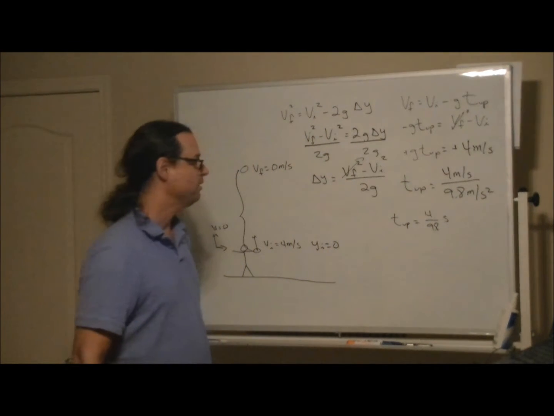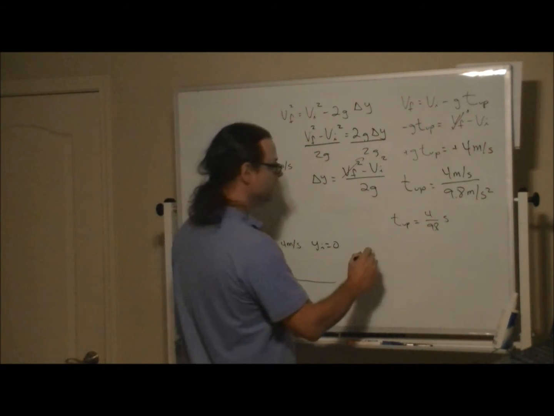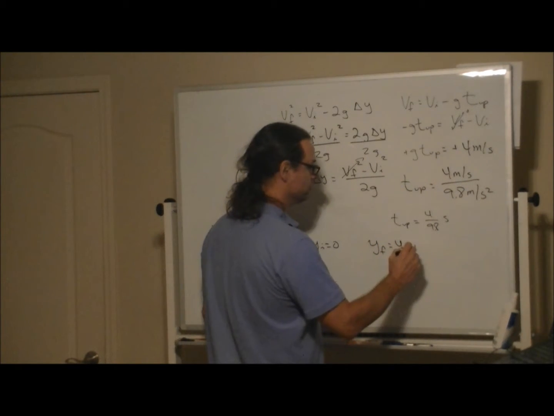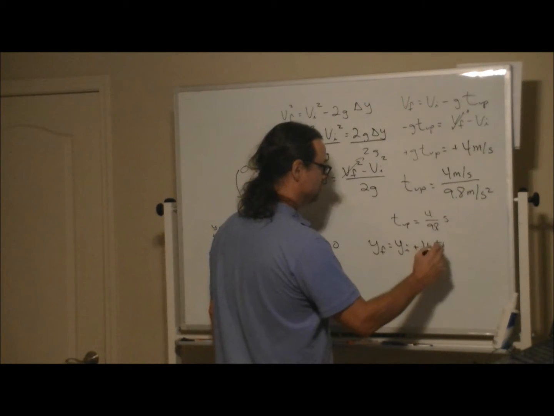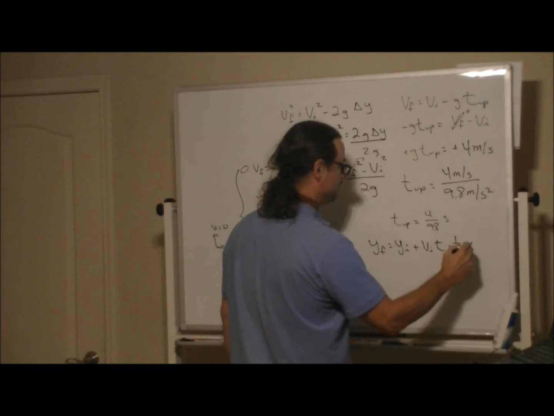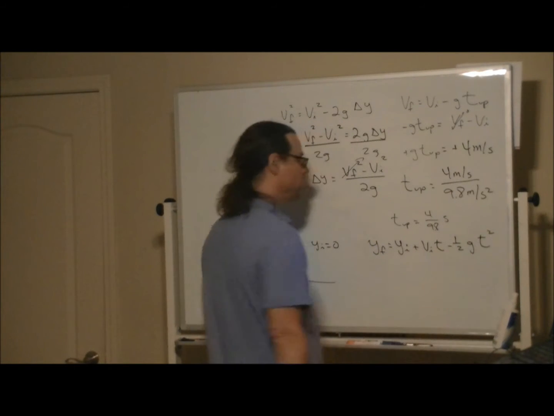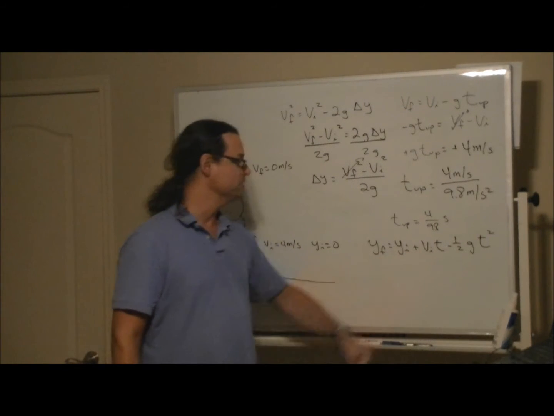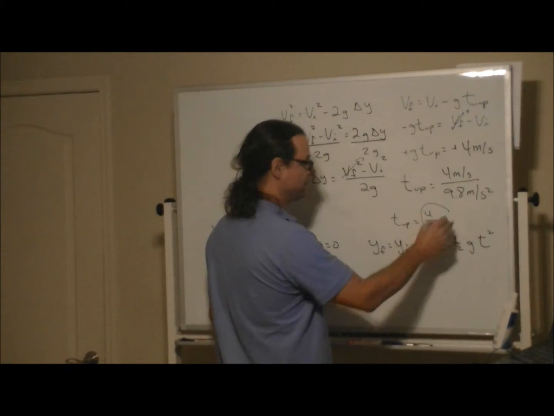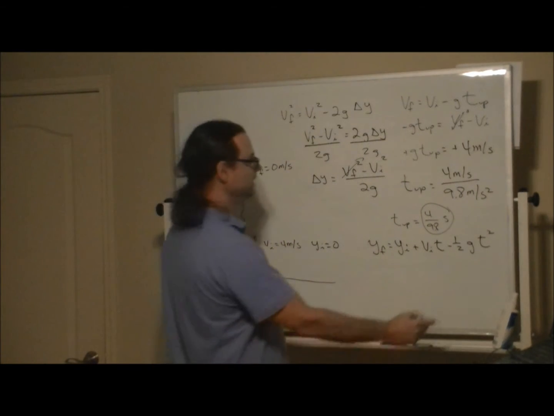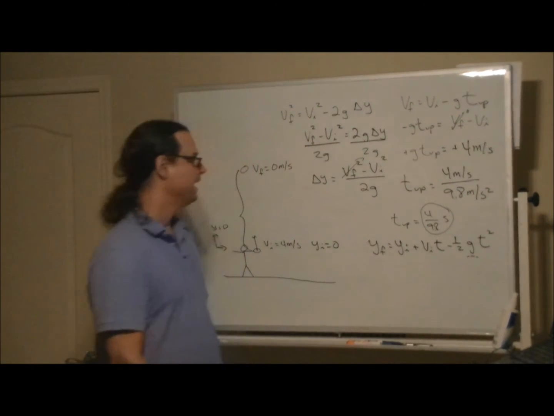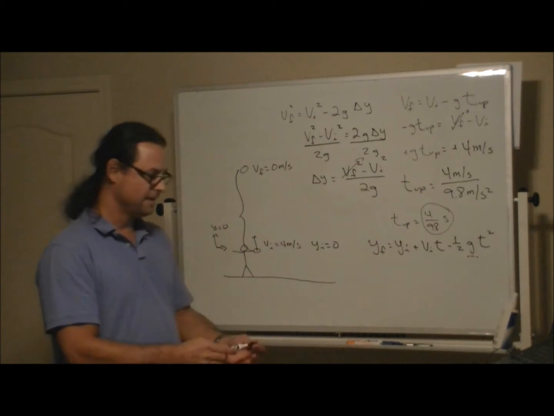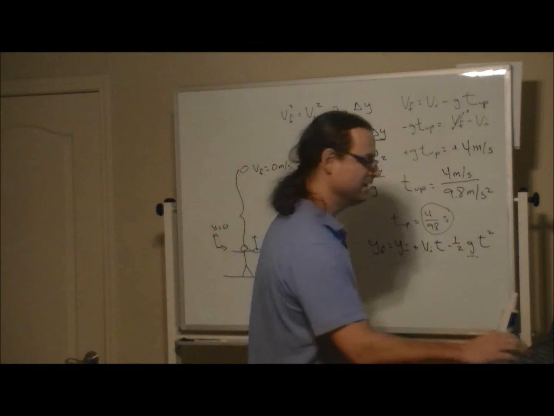And then you just have to find out how far up it went in that process by using the kinematic equation for the position. Y final equals Y initial plus V initial times the time minus 1/2 G T squared. We know Y initial is 0. V initial is your 4 meters per second. T up is whatever this fraction turns out to be. And G is the 9.8 meters per second squared. So I'll leave plugging in the numbers there as an exercise for the diligent student so we can get to the next one.